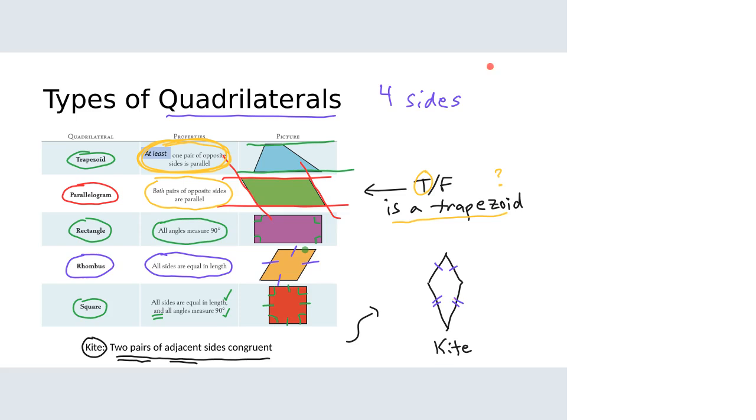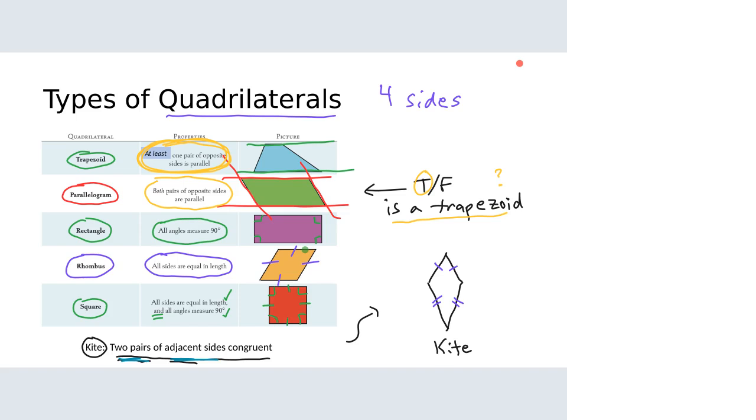And then we make sure we're meeting the conditions of what a kite actually is. Two pairs of adjacent sides are congruent. Well, here's one pair of adjacent sides that are congruent. Here's another pair of adjacent sides that are congruent. And that's what makes this a kite. Now you'll notice that a kite doesn't necessarily have opposite sides parallel. So we have to keep that in mind when we talk about a kite.